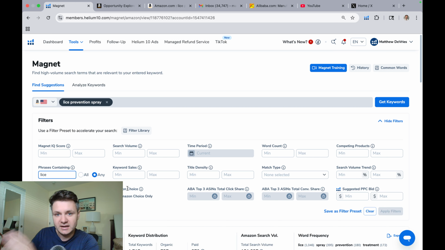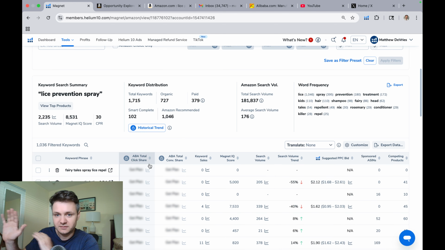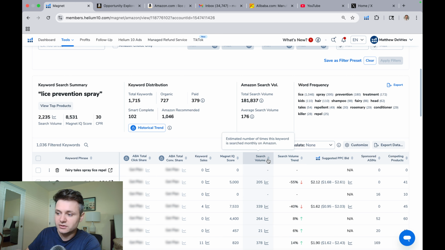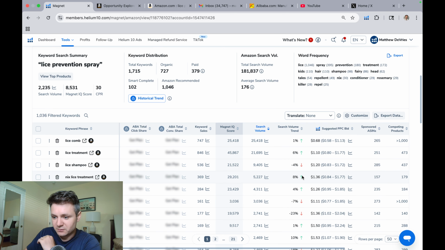So I don't want to see any keywords that don't contain the word lice, right? So I put search volume highest to lowest. And this is really cool, guys.